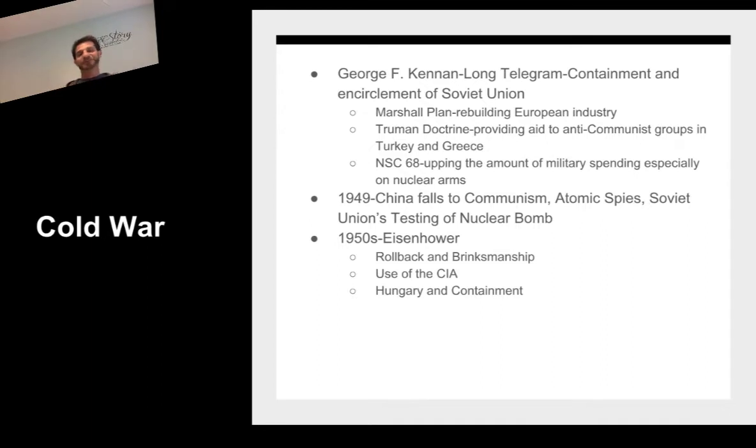So Eisenhower comes in and says, okay, because of all these mistakes Truman made, we need to have a more aggressive policy, which he calls rollback and brinksmanship. Basically, we're going to test the Soviet Union, see how far we can push them. He also uses the CIA to go into different countries and to overthrow those communist leaders or socialist leaders that he believes are connected to the Soviet Union.